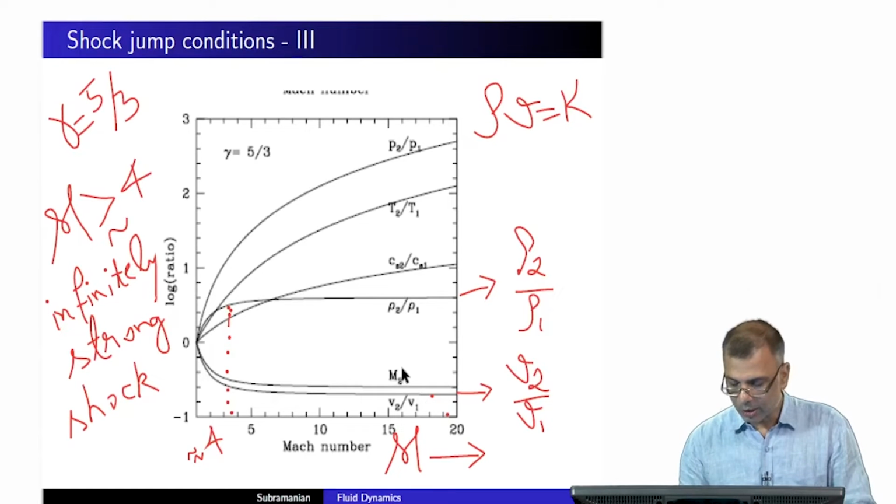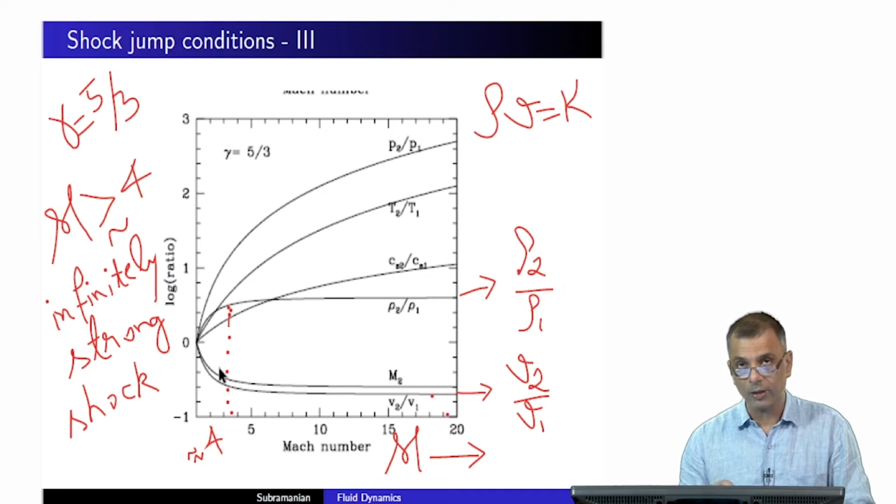The downstream Mach number M2 also looks very much like the velocity curve. Okay, this is the downstream Mach number. What's plotted on the x-axis is the upstream Mach number. Okay, so everything is written in terms of the upstream Mach number. So the downstream Mach number looks like this. You increase the upstream Mach number, the downstream Mach number reduces.